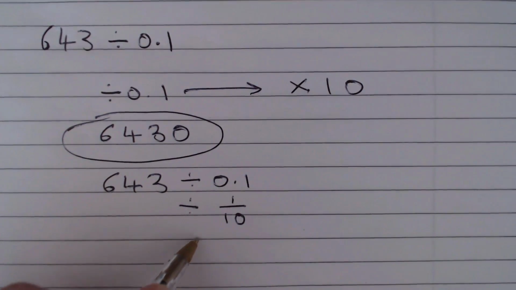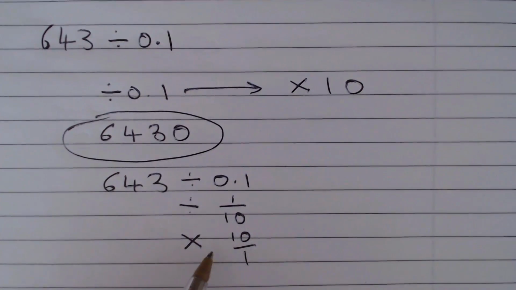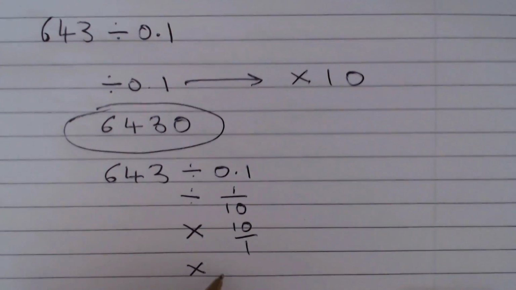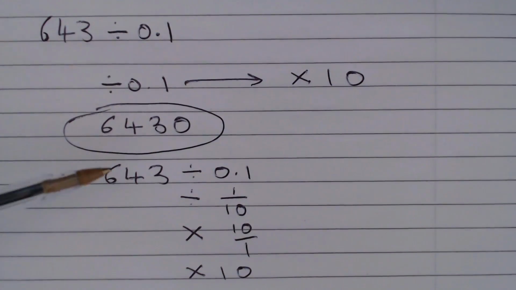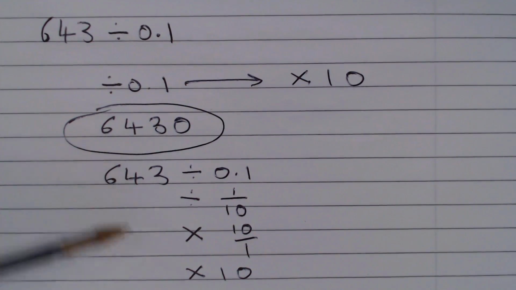So this is the same as multiplying by 10 over 1. But we know that 10 over 1 is just 10. So this is just the same as multiplying by 10. So we can see that 643 divided by 0.1 is exactly the same as 643 multiplied by 10.